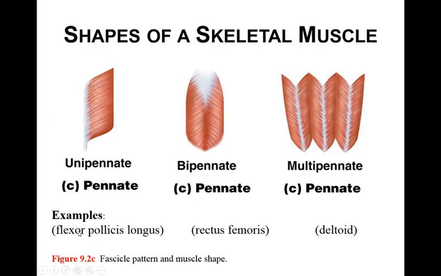Okay, and again it gives your examples. Flexor pollicis longus is in your hand, rectus femoris is a major muscle in your leg, and then the deltoid is that muscle that drapes over the shoulder.